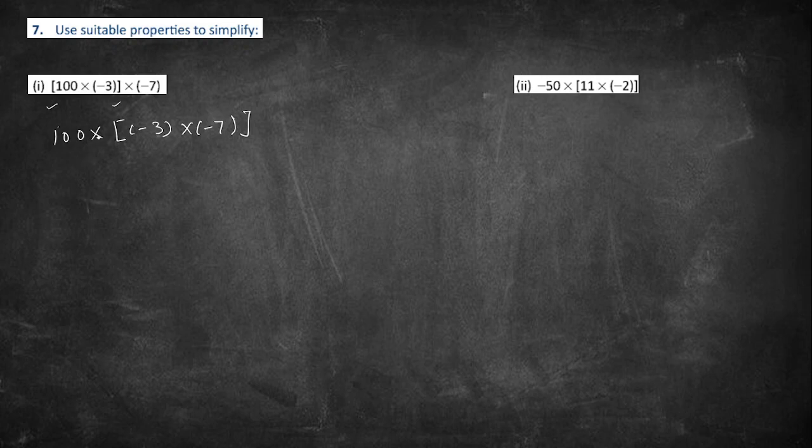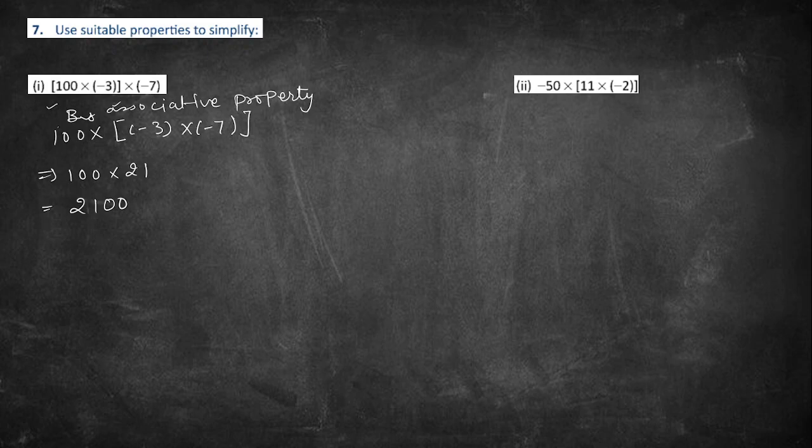How? By associative property. Now you know that minus 3 into minus 7, minus into minus will be plus. 3 sevens are 21. And 21 into 100 will be 2100. Clear?